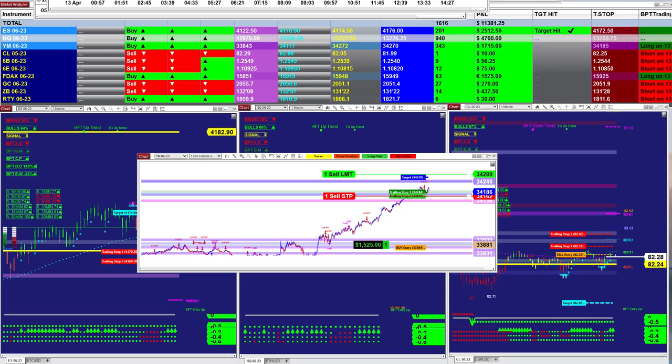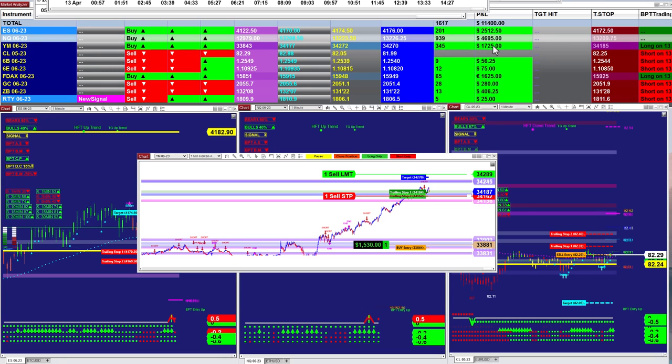So on the market analyzer, based on one contract, 200 ticks on the ES, 2525, based on one contract, 938 ticks on the Nasdaq, 4700, and the YM, based on one contract, 1,725. You don't have to trade all of it. There is a new signal on the Russell right now, sell, and it's already four ticks into the profit based on one contract.